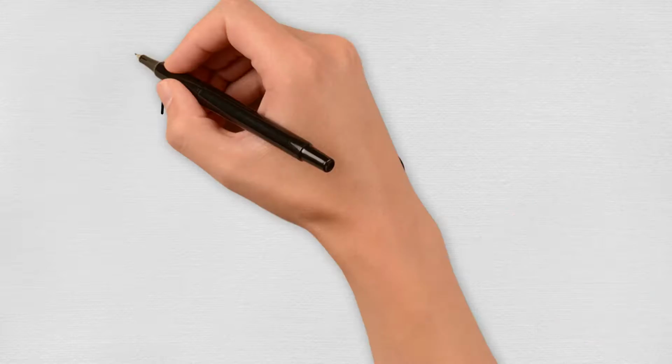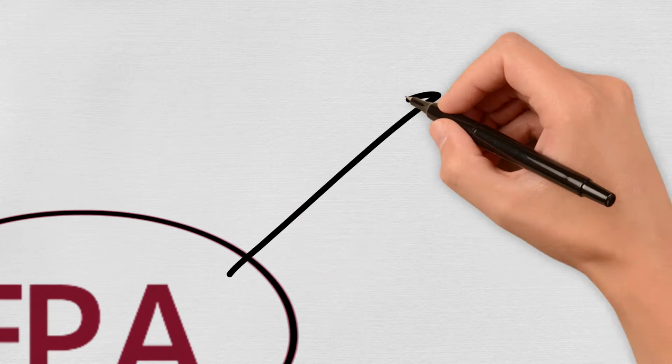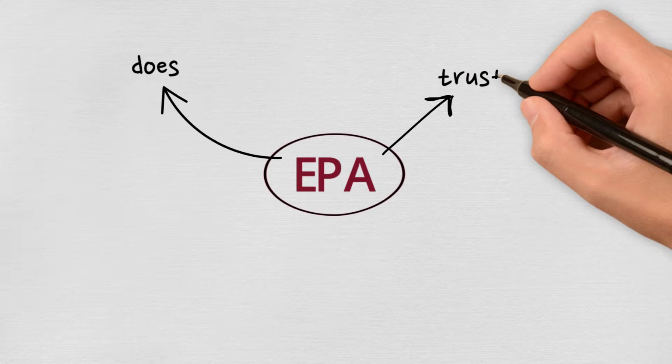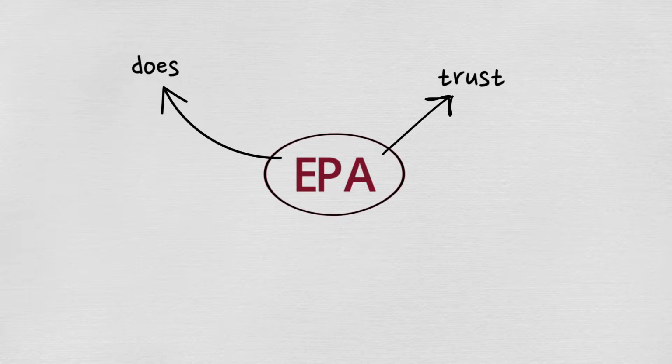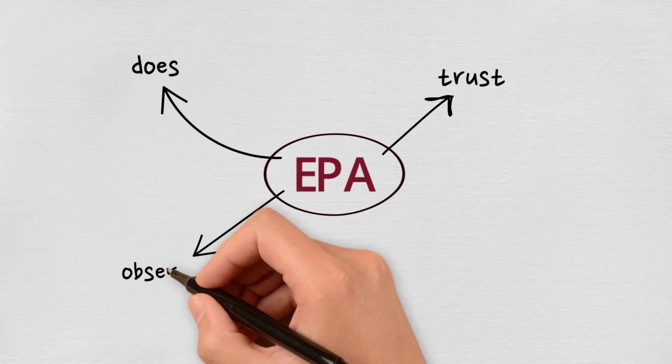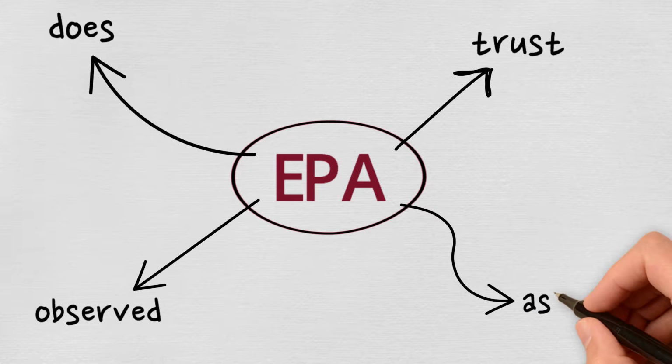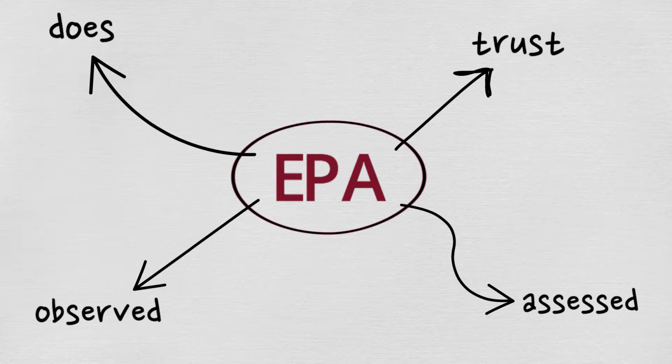Each EPA is a unit of work that outlines something an anesthesiologist actually does. So you can imagine your resident being entrusted to function independently for each of those activities. And so, it's something on which a learner could both be observed and assessed.